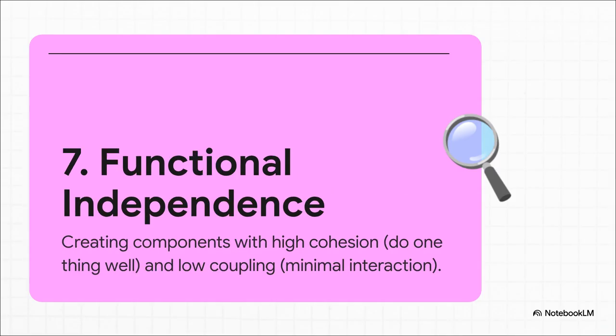When you do this right, the result is functional independence. We're always aiming for modules with high cohesion, which just means they do one thing and they do it really well. And we want low coupling, meaning they aren't all tangled up in each other's business. That combination is what creates a system that's flexible and resilient to change.